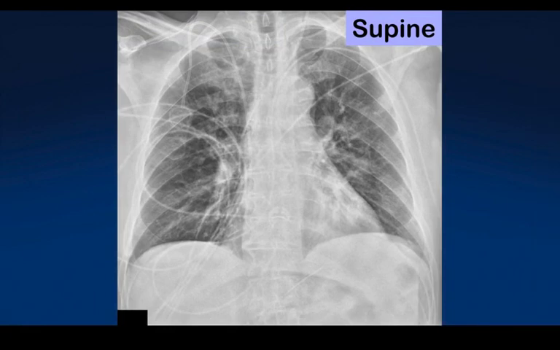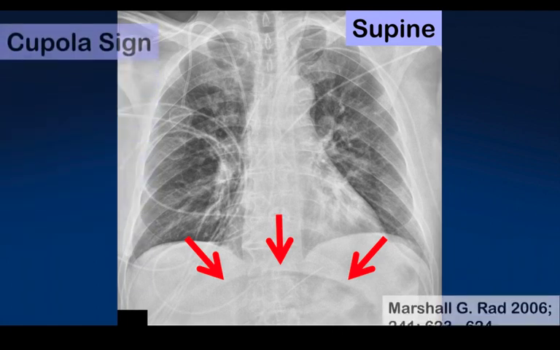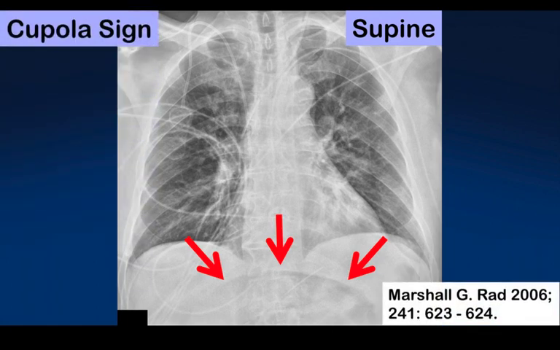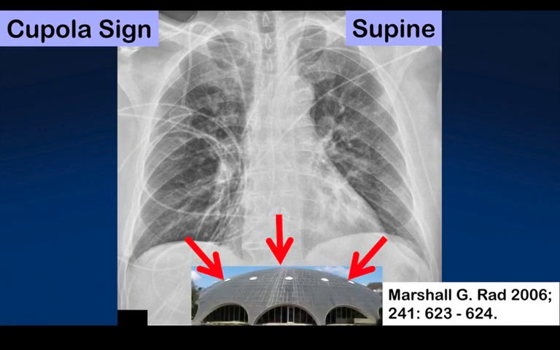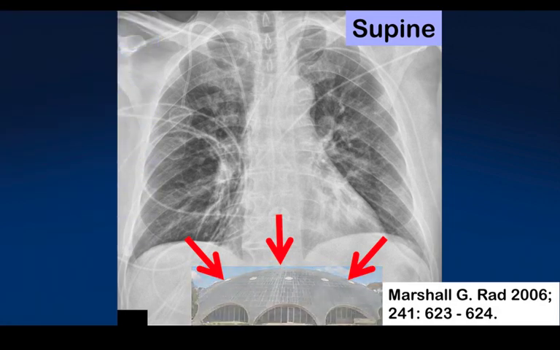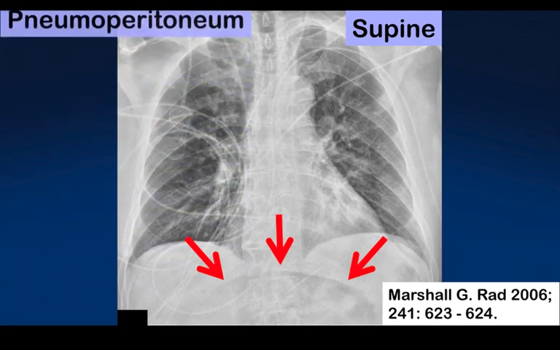Chest radiograph, this was in an emergency department patient. Notice this unusual dome-shaped lucency over the middle aspect of the upper abdomen. This has been called the cupola sign because it resembles a dome of air sitting over the upper anterior abdomen. And this is a finding on supine chest radiographs that suggests pneumoperitoneum.